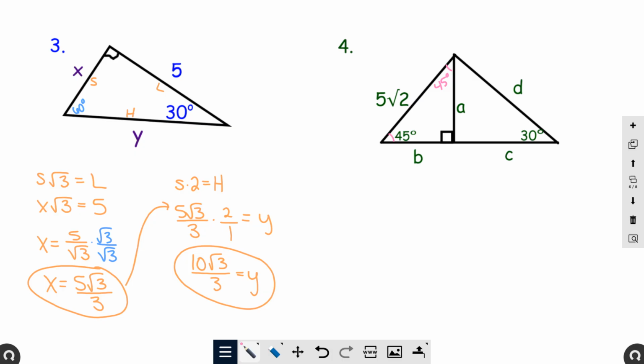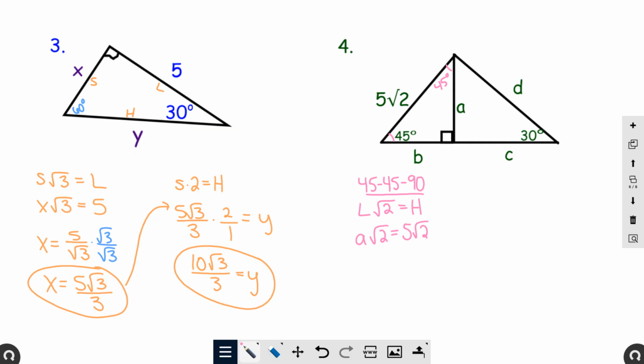But anyway, if it is a 45, 45, 90, look back at your beginning notes. What's the shortcut for 45, 45, 90? Or isosceles right? Leg times the square root of 2 equals the hypotenuse. What do we know in that picture there? We know 5 square root of 2 is the hypotenuse. And you could use either one of those legs because those legs are interchangeable.